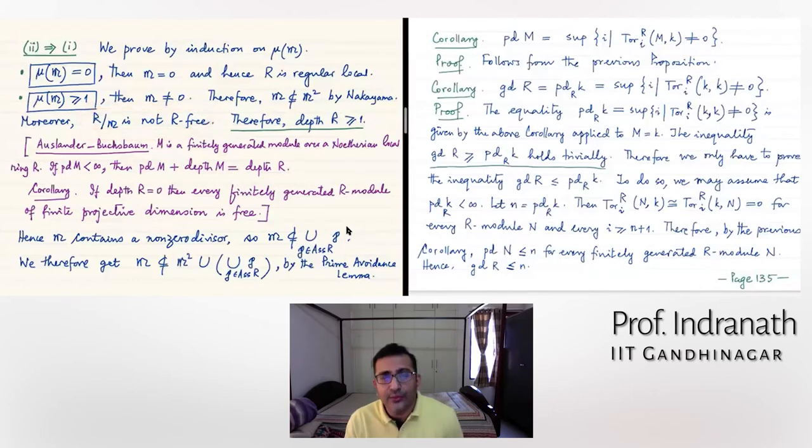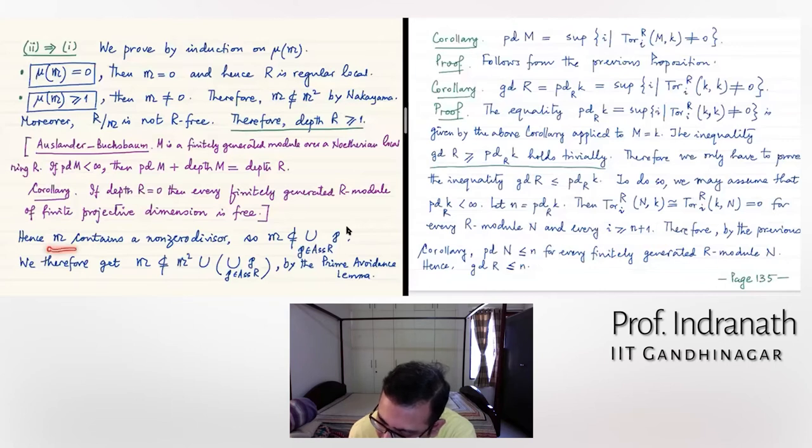Now, this is what gives you the technique to go ahead, because once you know that depth is at least one, then you will start with a non-zero divisor. I have been saying this a number of times, that always the whole idea is to cut down, because your technique is inductive. Therefore, you will cut down the dimension and everything by going modulo that ideal, and then you will use the induction hypothesis. Okay, so now how you do it is the following.